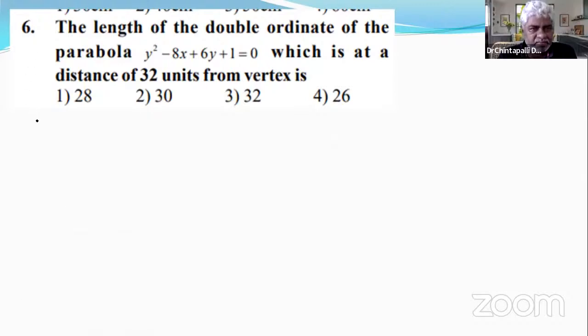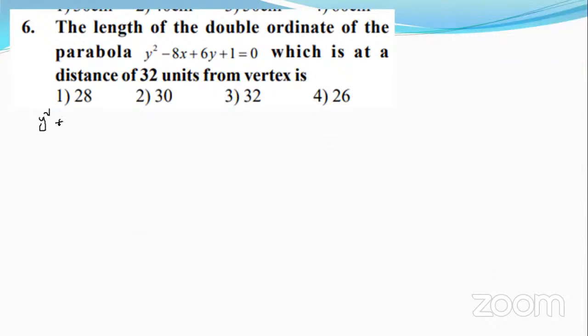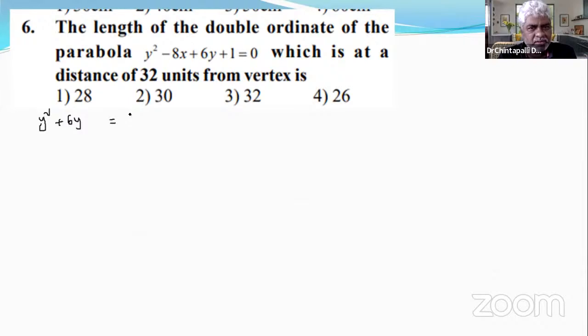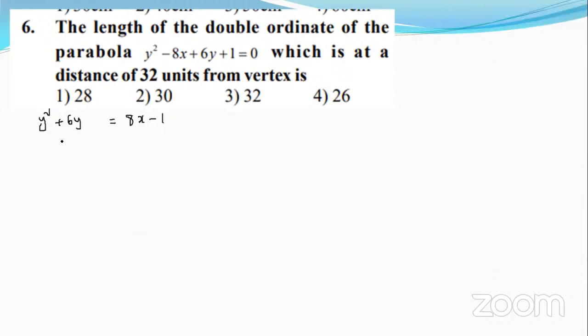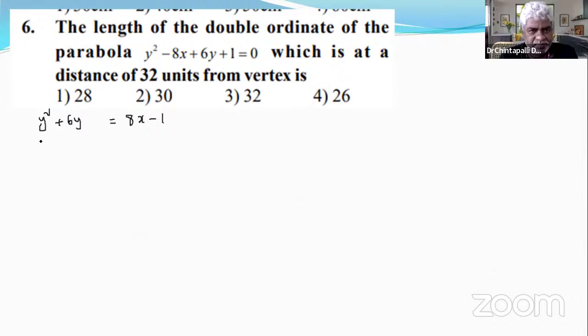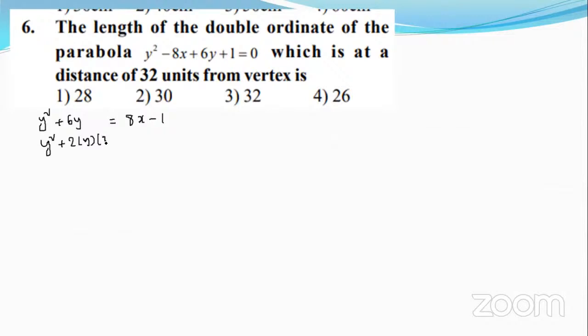What is the given equation? y square minus 8x plus 6y plus 1 is equal to 8x minus 1, right? Yes. Complete this square. a square plus 2ab: 2 into y into what is to be here? 3. It is 6y. 3, very good.